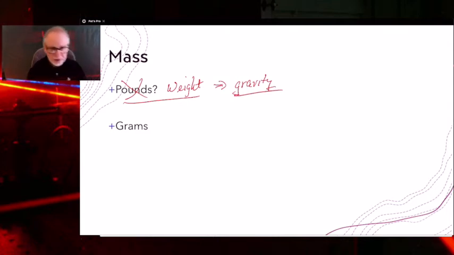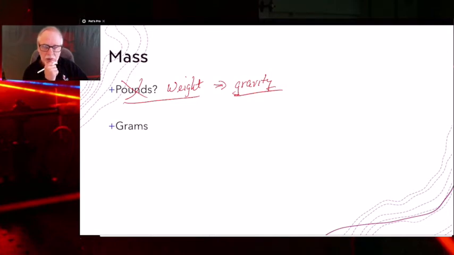Okay? So your weight here on Earth is different than it would be on the moon because the moon's much smaller than the Earth, and the gravitational attraction on the moon is roughly 1/6 of that of Earth. So your weight is roughly 1/6 of your weight here on Earth. So pounds is not something that we use when we're talking about mass. Your mass is the same everywhere.